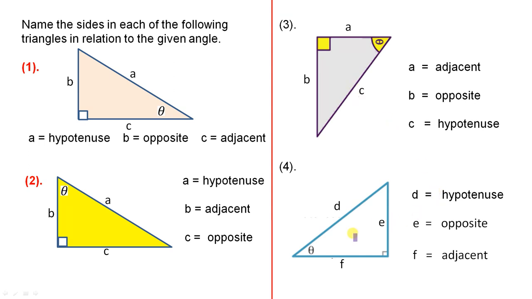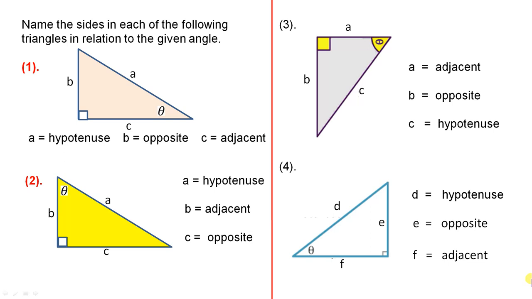And number four, we have theta, then we have D, E, F. D is the hypotenuse because it's opposite the right angle. E is the opposite because it is opposite to the given angle. And F is the adjacent because it is adjacent or next to the given angle.